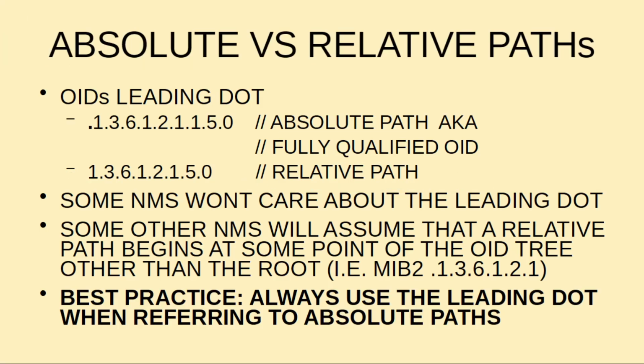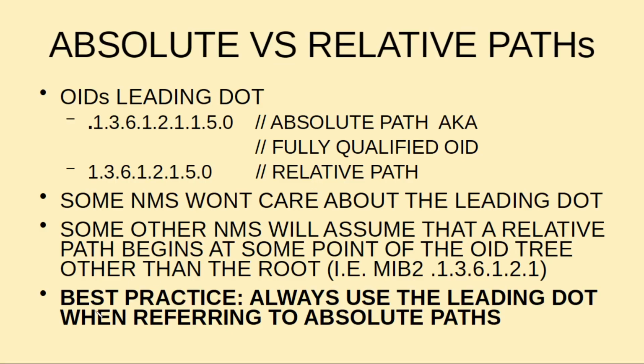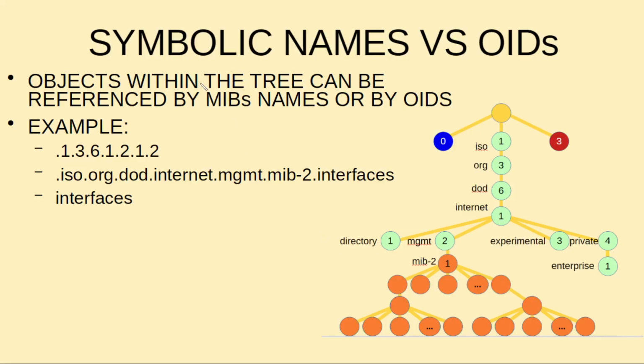Now, some SNMP tools or network management systems will not care about this leading dot at all. However, if they do, they will assume that a relative path will begin at some point of the object ID tree other than the root, for instance, this one. So the best practice here is that if you're working with an absolute path, always use a leading dot when referring to object IDs.